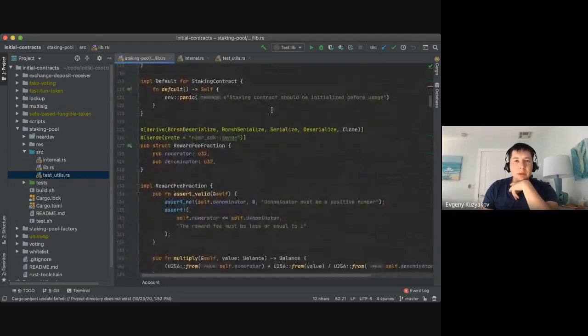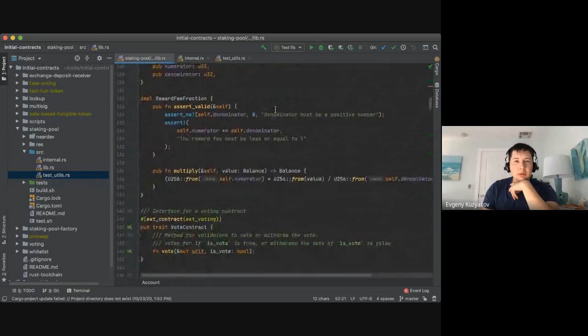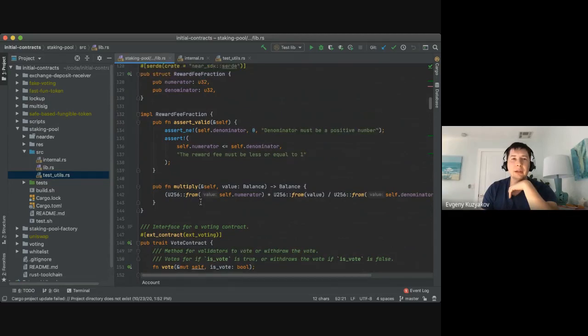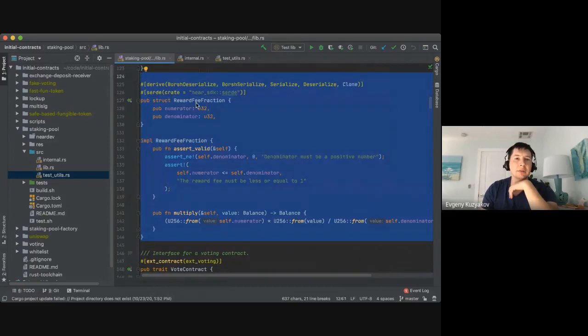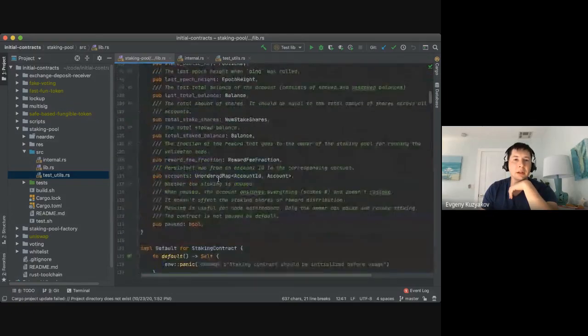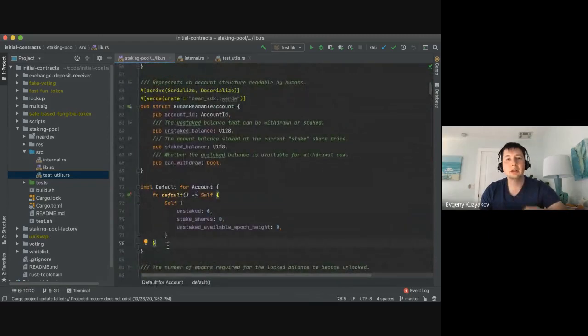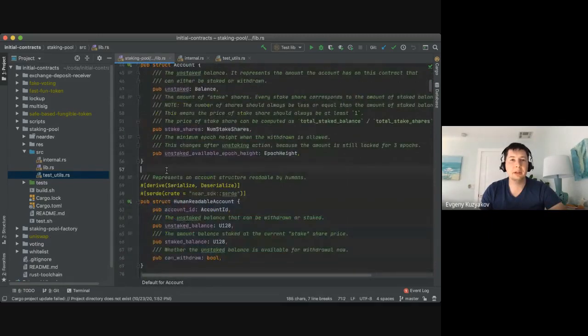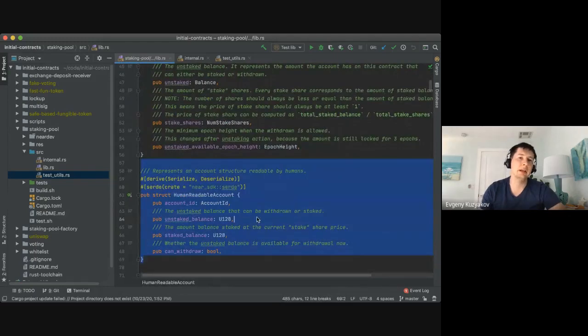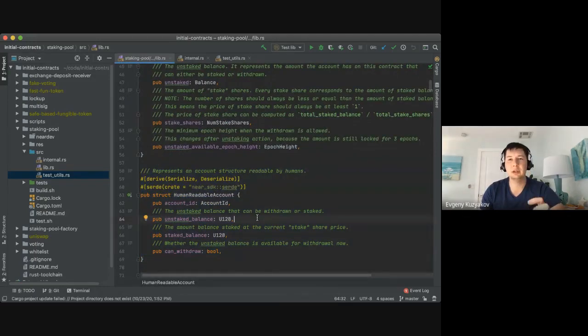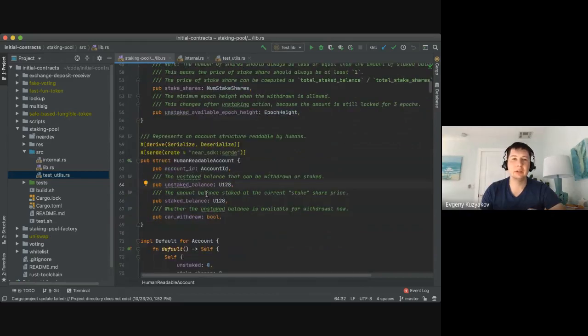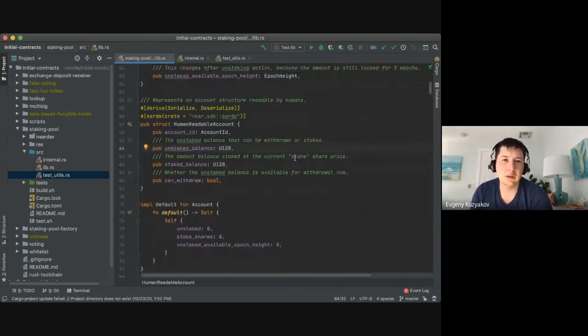So let me go through this contract. It's not as well structured as, for example, a lockup contract, because lockup is even more complicated. So the types are still bundled in the same contract. There's a bunch of types. For example, reward fraction is a separate type. Account is a separate type, and there's also a human readable account type that is only used for view calls. So it's not used for logic internally.